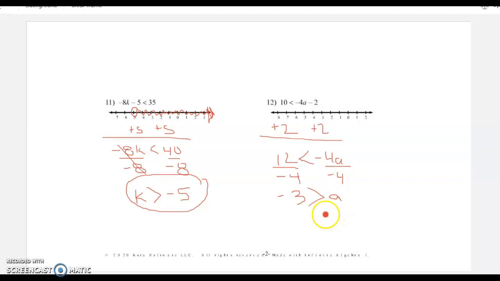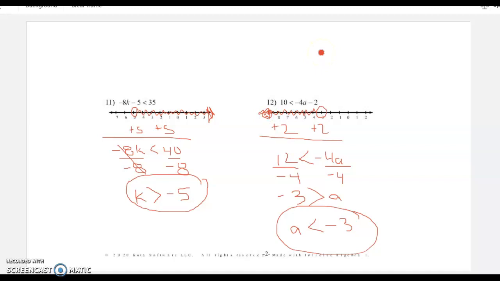Then again, people often mess up when a is alone on the right, so I'm going to flip it around. So if negative 3 is greater than a, that means that a, the unknown numbers, are less than negative 3. So then I would go to negative 3 on the number line. I'm going to leave it open because it's not equal to, and shade to the left because it is less than.